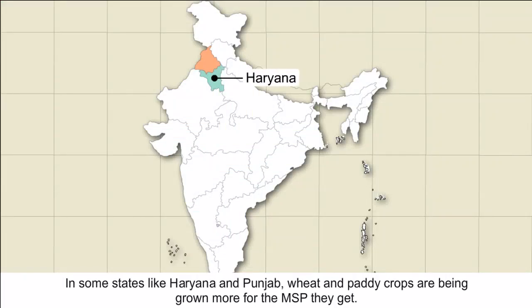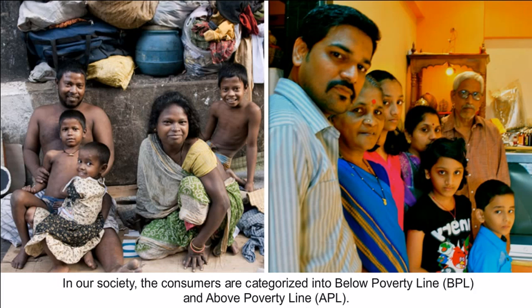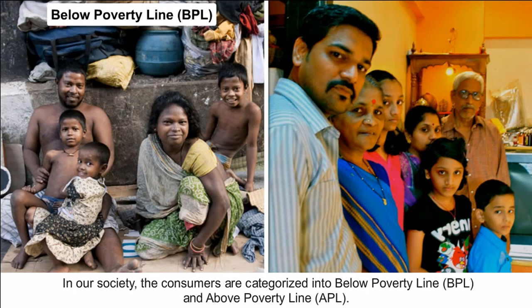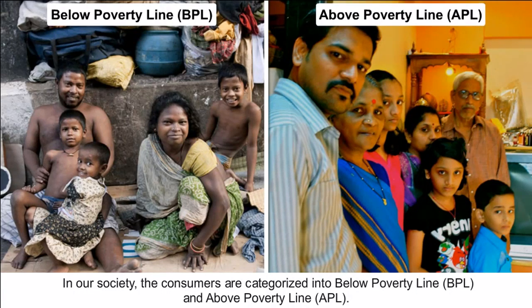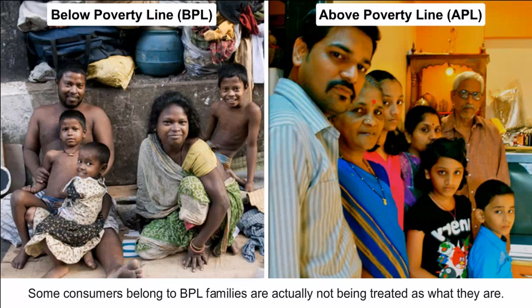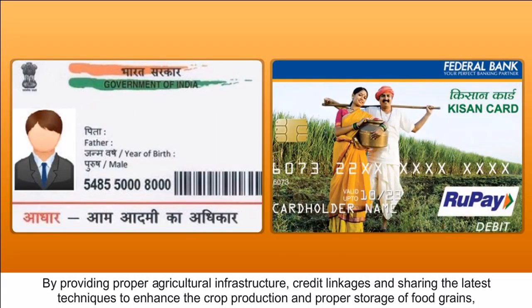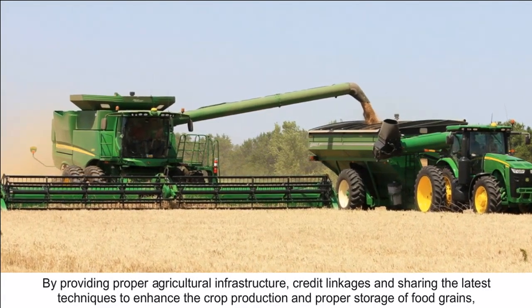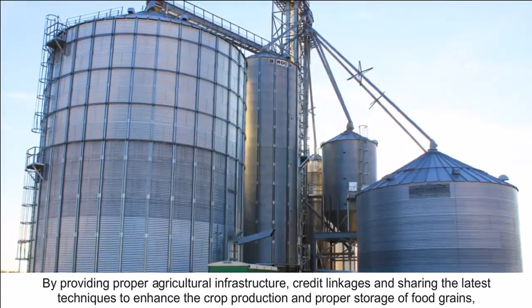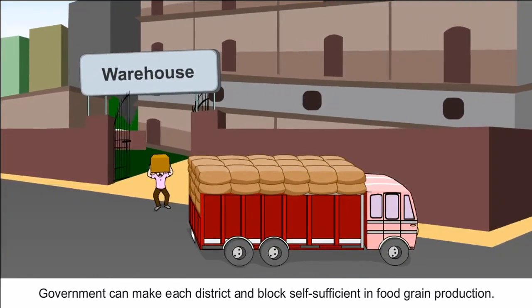In some states like Haryana and Punjab, wheat and paddy crops are being grown more for the MSP they get. In our society, the consumers are categorized into below poverty line or BPL and above poverty line or APL. Some consumers belong to BPL families are actually not being treated as what they are. By providing proper agricultural infrastructure, credit linkages and sharing the latest techniques to enhance the crop production and proper storage of food grains, government can make each district and block self-sufficient in food grain production.